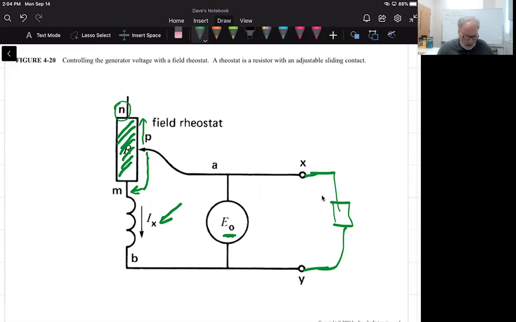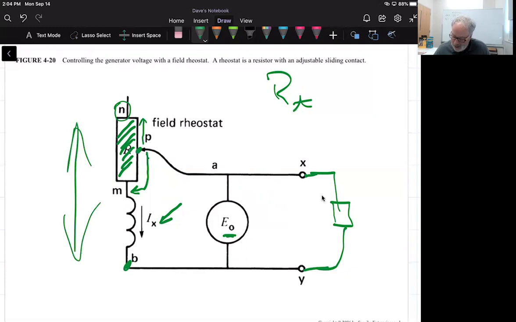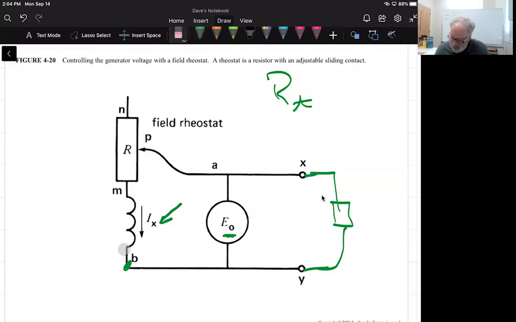And he defines this term here on page 81, and it is R sub T, which is the total resistance between this point of connection and this point B here. All right, and again, it's variable, right? It can be increased or decreased based on where we move our connection to this field rheostat. So this total resistance that we have, we're calling it R sub T.